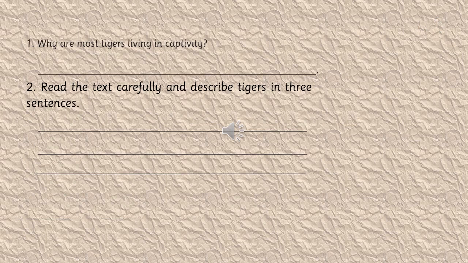The next question is, why are most tigers living in captivity? Now this answer I already explained to you, and you have to think about the answer, why most tigers are living in captivity nowadays. Number 2 is a writing activity. Read the text carefully and describe tigers in 3 sentences. Now you can use the information from the text and you can write them in your own sentences, in your own imagination. You can use adjectives to describe a tiger. Okay.